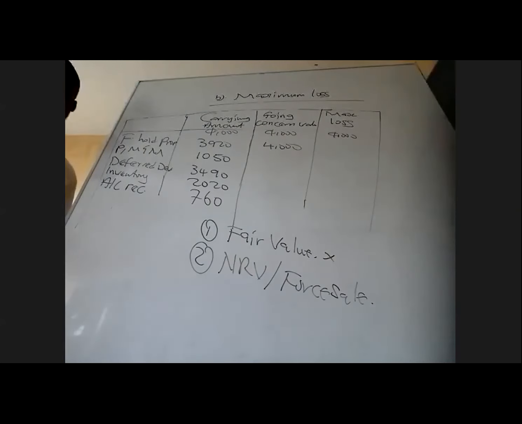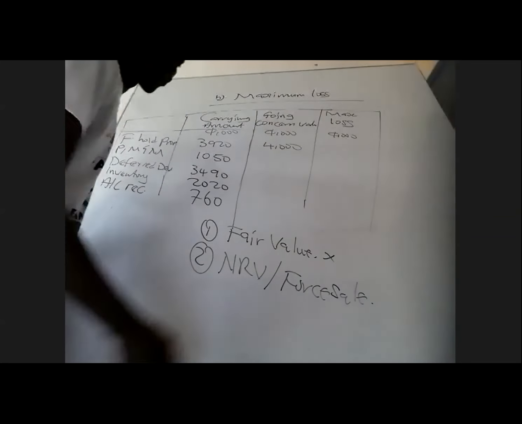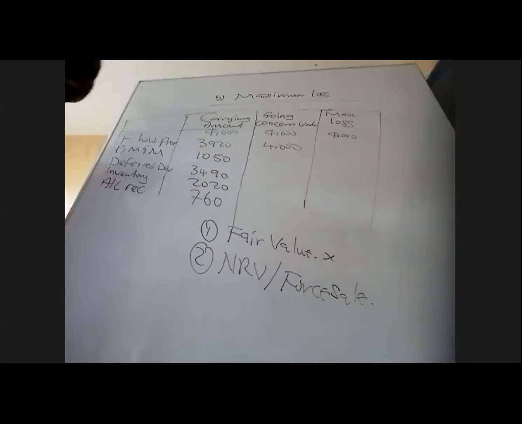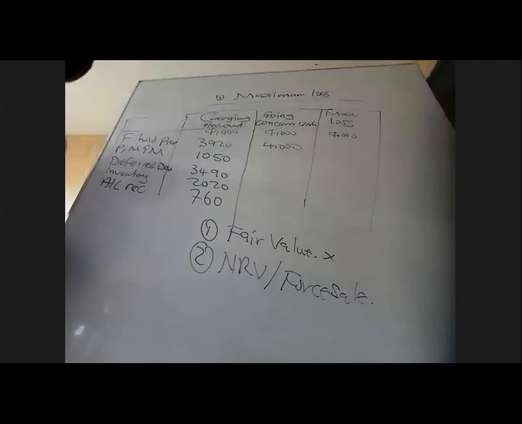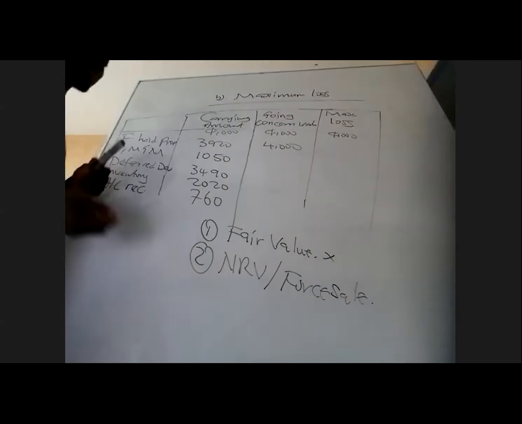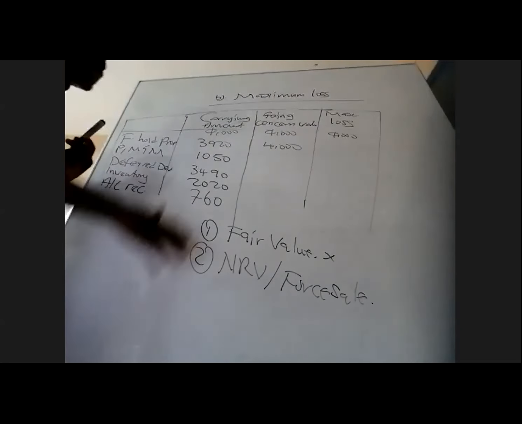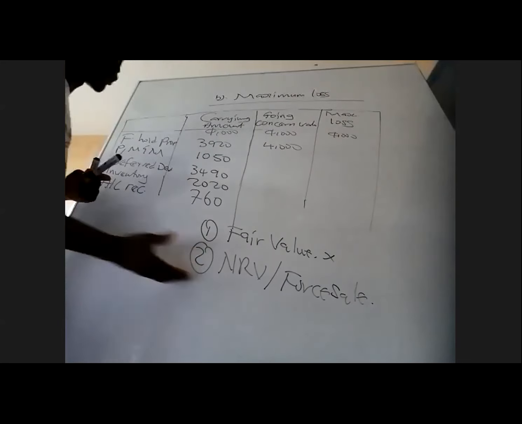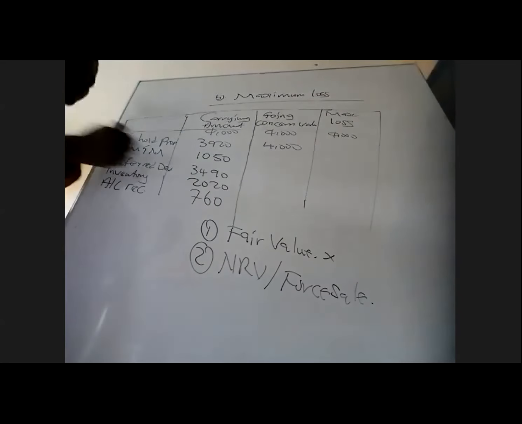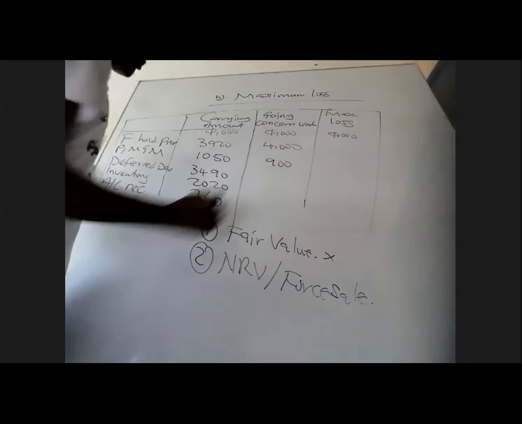Now let's move on. It's estimated that the break-up value of plant, machinery and motor vehicle as on 31st December 2011 is 900,000. Break-up value also means for sale value. So that one too is 900. Fair value wasn't given. In fact, in this question, the fair value was not there. So you have to use the NRV or the for sale value. So that was the game of the question.